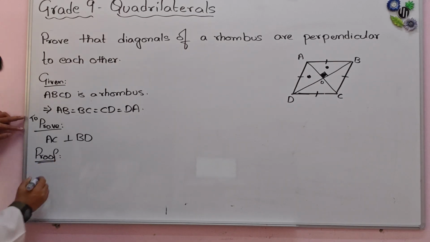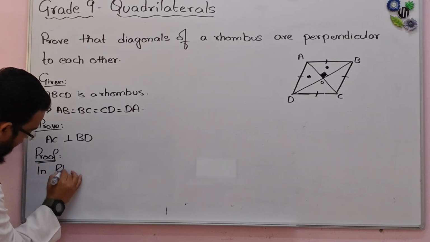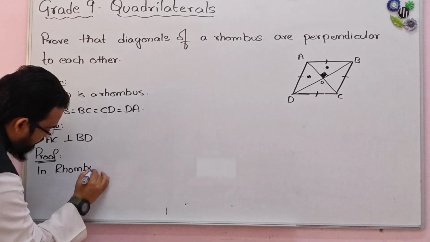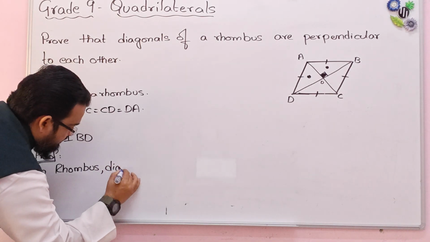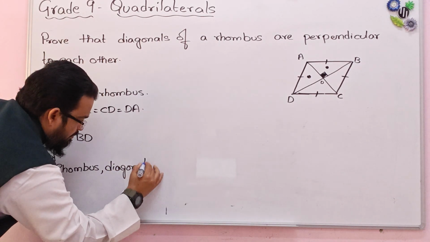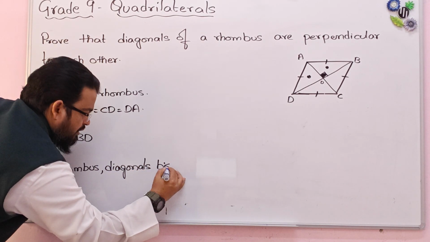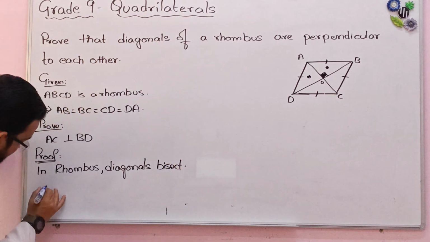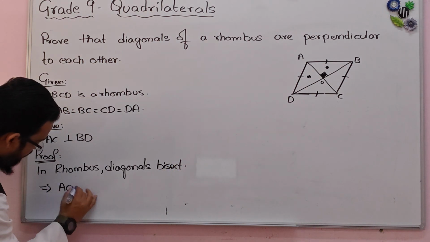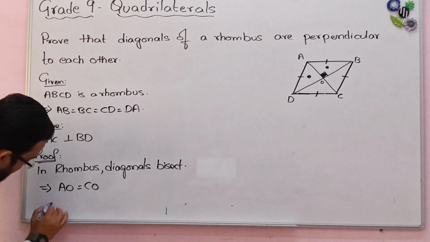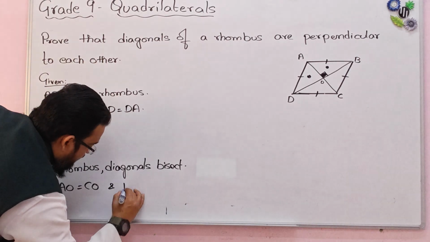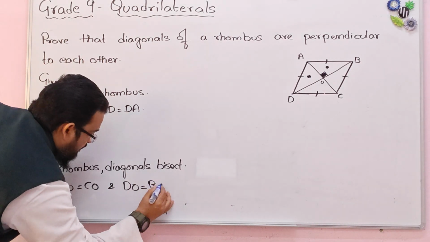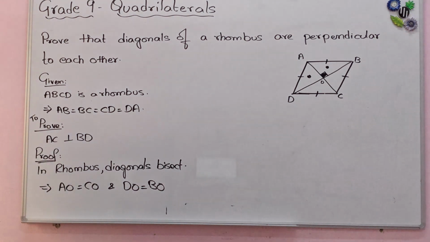Proof. In a rhombus, diagonals bisect each other. Diagonals bisect. That implies AO is equal to CO and DO is equal to BO. Got it, my dear students?